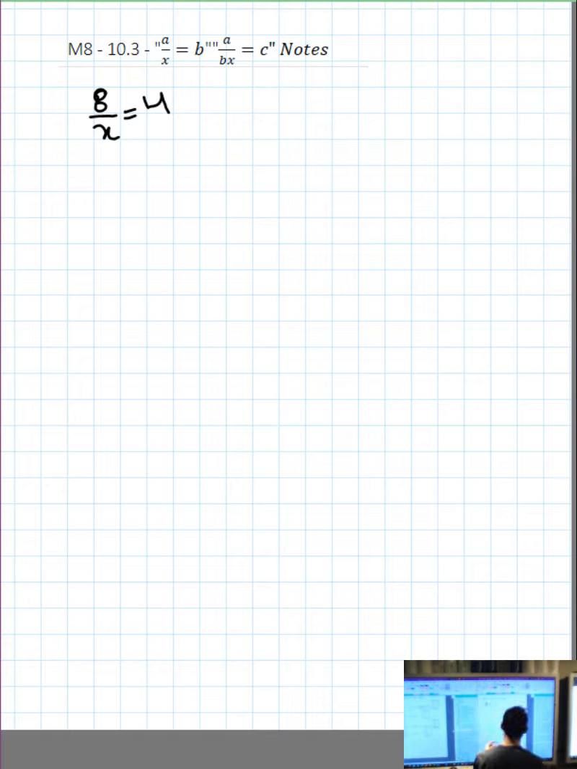But as we saw in the last set of notes, if you have something on the bottom, you simply times both sides by that something. So if I have x on the bottom, I simply times both sides by that something. One more time. If I have an x on the bottom, I simply times both sides by x. If I have a 5 on the bottom, I simply times both sides by 5.